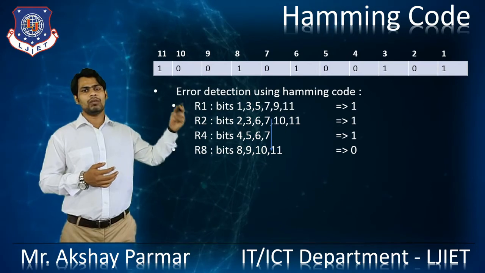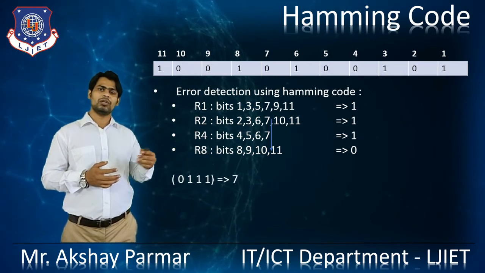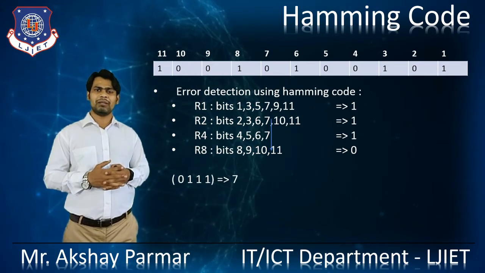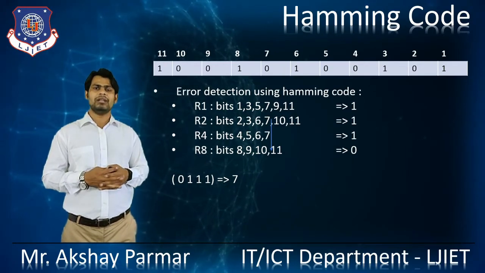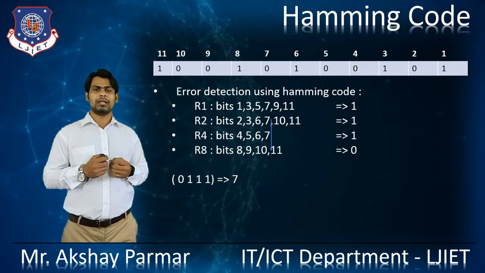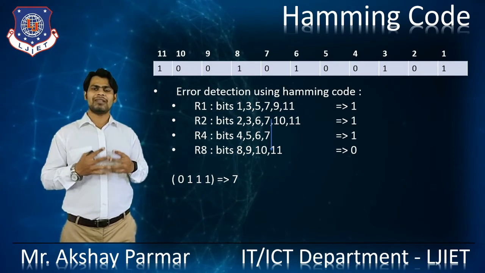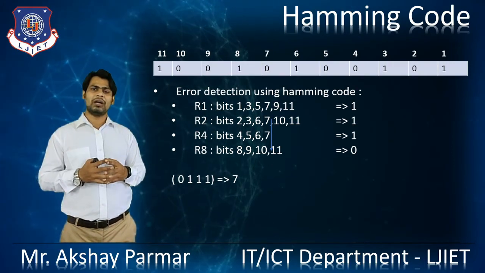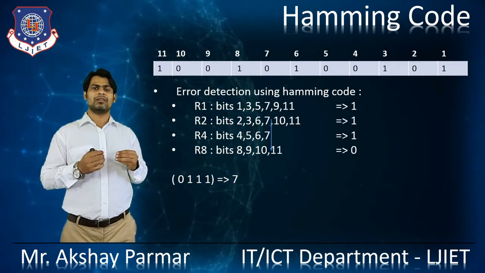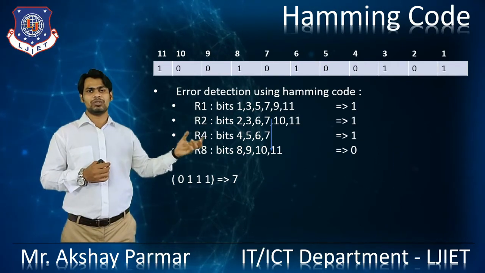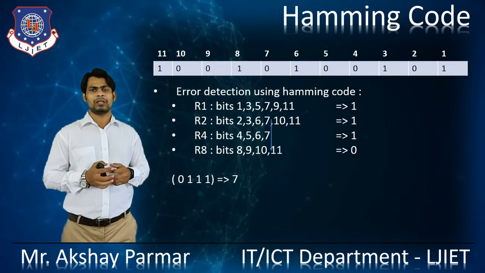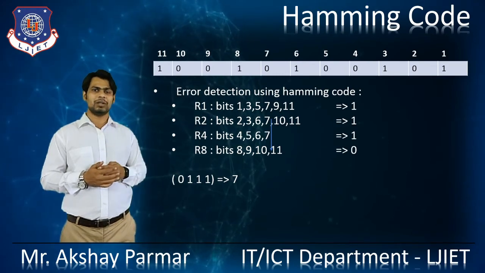0 1 1 1, right? So that is 0 1 1. What is its binary number? It is 7, right? So that's how we know that at the 7th position the bit is changed, it is erroneous, right? So that's how we have detected that the error happened at the 7th position. In that we are receiving 0, right?